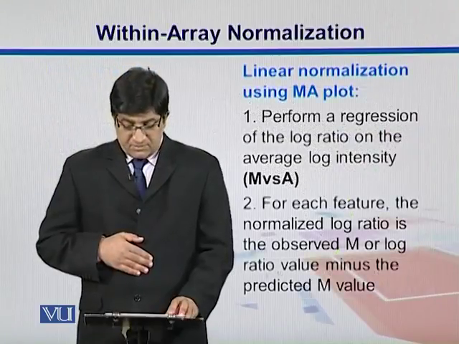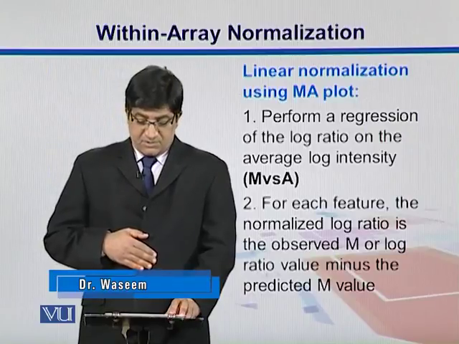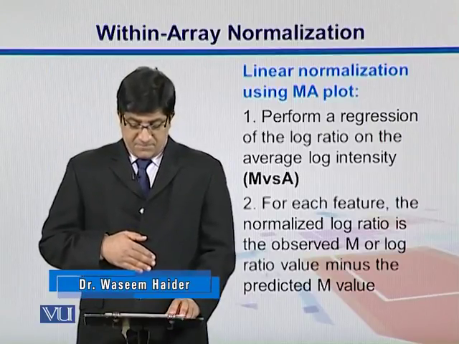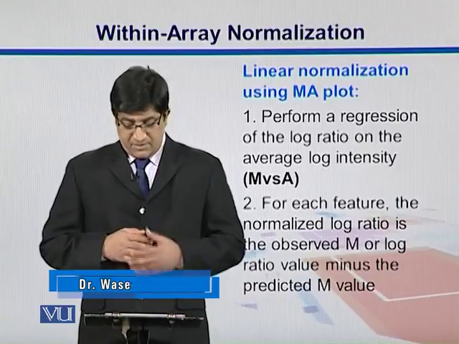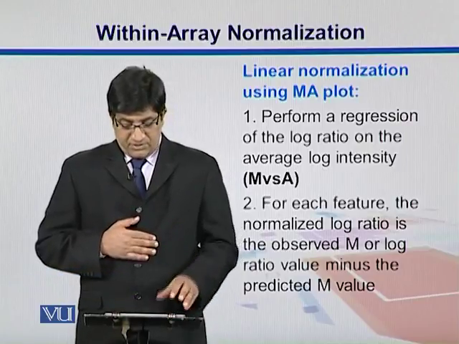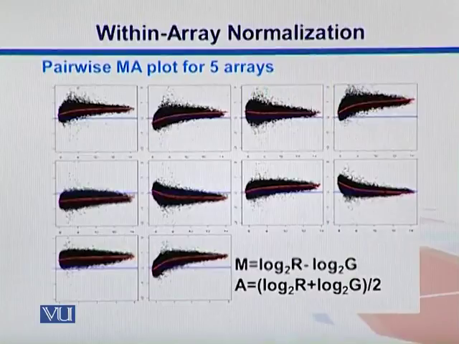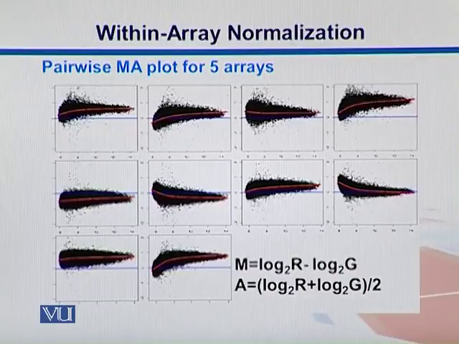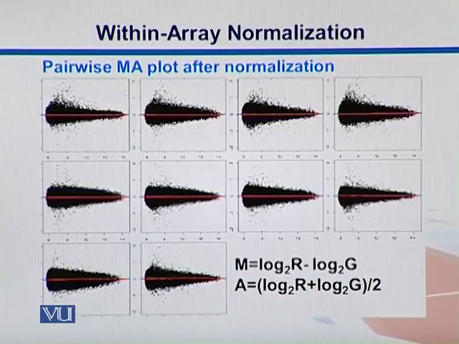We perform regression of those log ratios on the average log intensities, and then for each feature, the normalized log ratio is the observed M or log ratio value minus the predicted M value. So here are those MA plots for 5 arrays. Before normalization, we see that most of them are away from that zero line. We normalize them. And here our MA plots are quite fair, where we have the distributions centered around these zero lines.